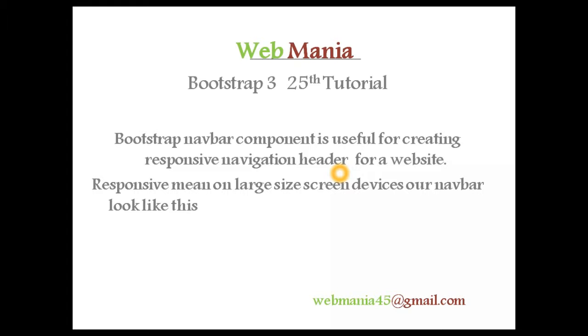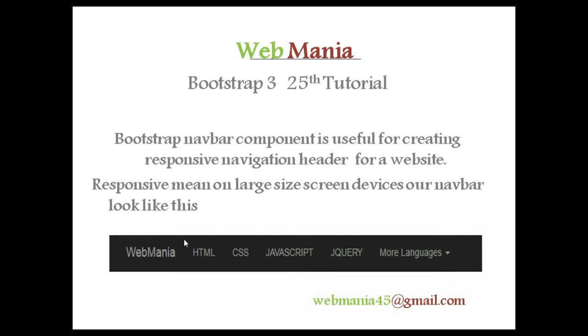Responsive means on large screen devices our navbar looks like this. Here you can see this is our navbar, and on large screen devices it's spanning across the entire width of the Bootstrap columns. On medium and small screen devices, our navbar looks the same as on large screen devices. But the problem occurs when we fall into the category of extra small screen devices, where our viewport is less than 768 pixels. So let's see what happens.